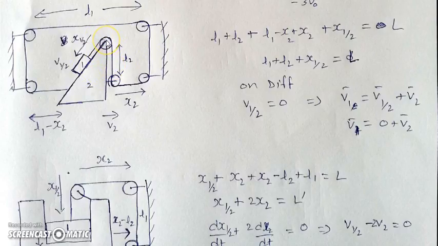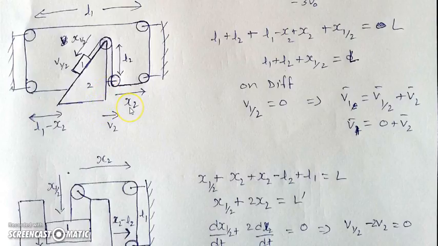Again, we have to form the constraint from this point. This is the common point, and in the next example we'll find a similar point from which we'll form the constraint. So x of 1 with respect to 2, this length will remain constant. We can even neglect that because on differentiation it will vanish. This is x2. Again, this distance will remain constant, L1, and this will be L1 minus x2.